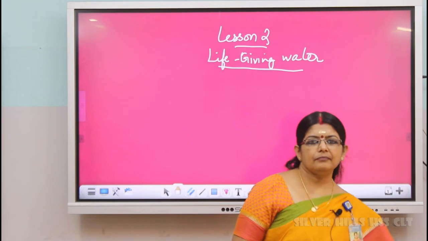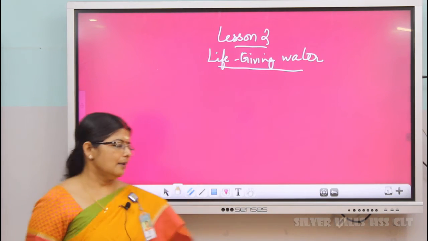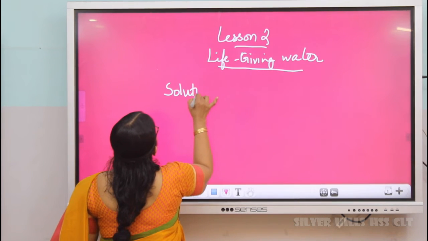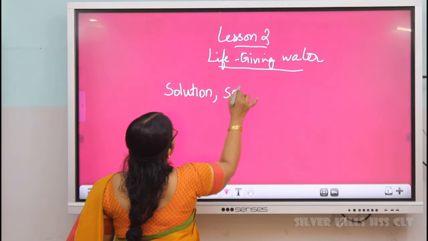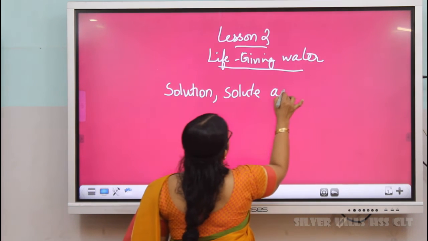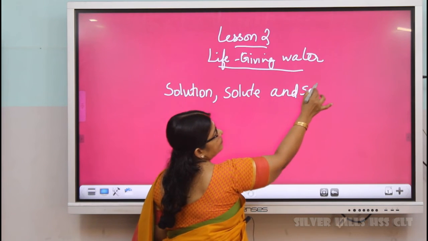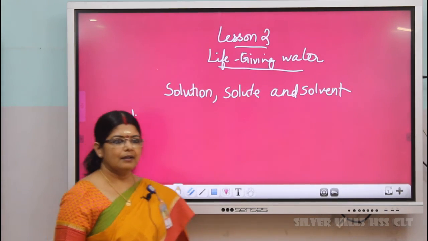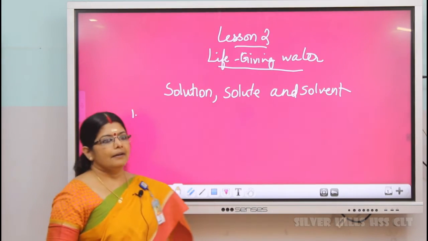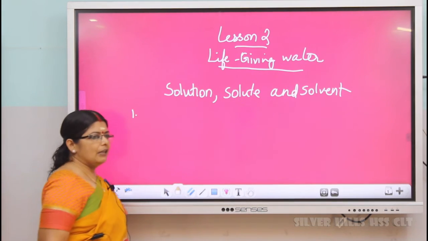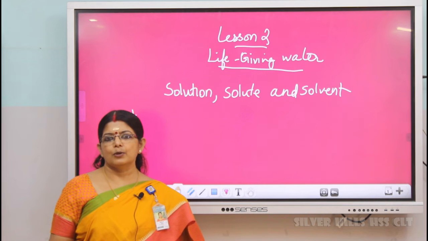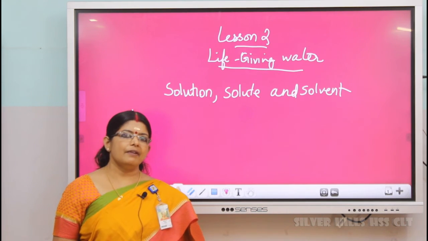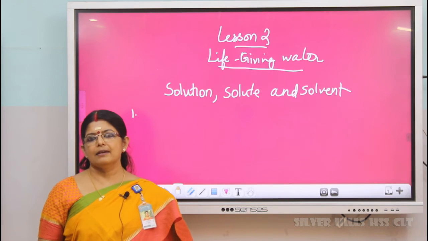Then next we can study about solution, solute and solvent. Then what is a solution? Solution is a mixture we will get by mixing a solute and a solvent.